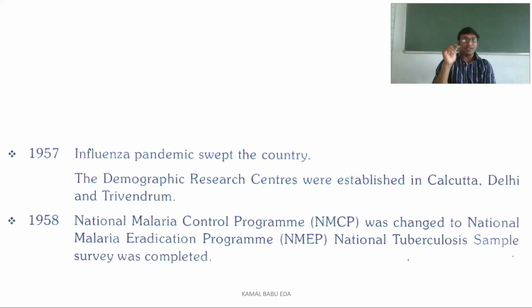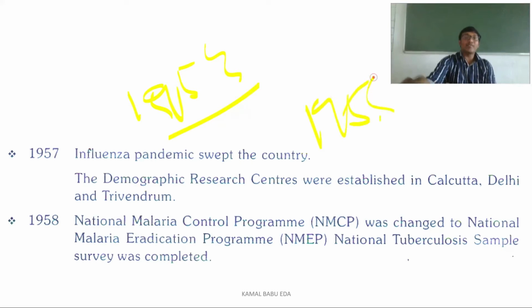This is one of the great disasters which has occurred in India, biologically related to disease. After this influenza pandemic, the demographic research centers were established in Calcutta, Delhi, as well as Trivandrum. And in the year 1958, the National Malaria Control Program, which was launched in the year 1953, was renamed as the National Malaria Eradication Program, and the National Tuberculosis Sample Survey was conducted in the same year.